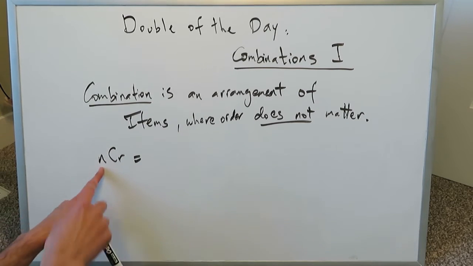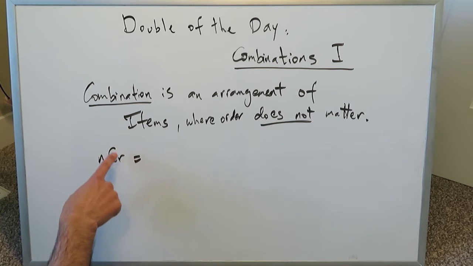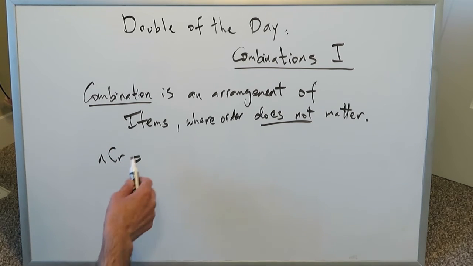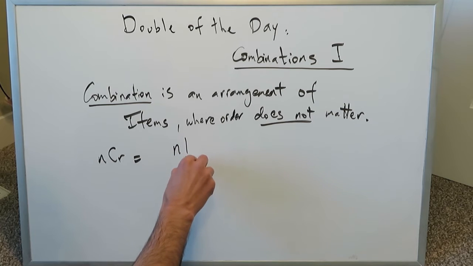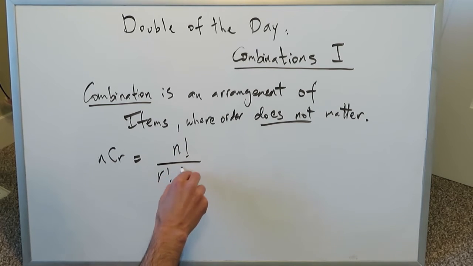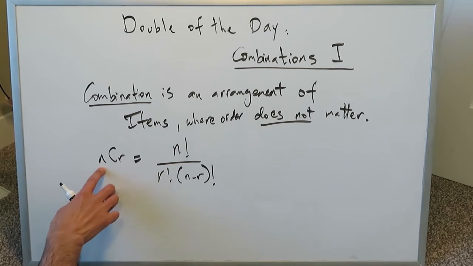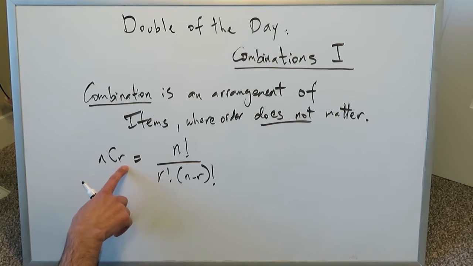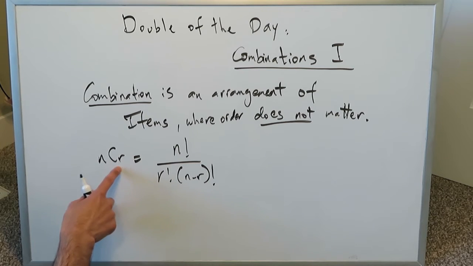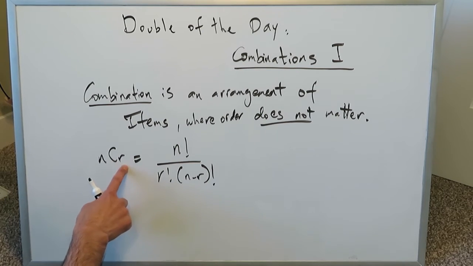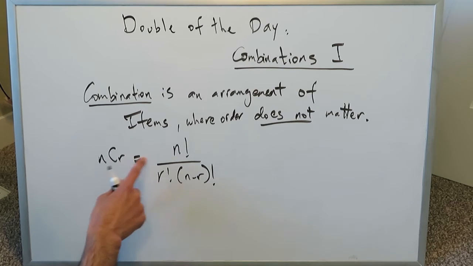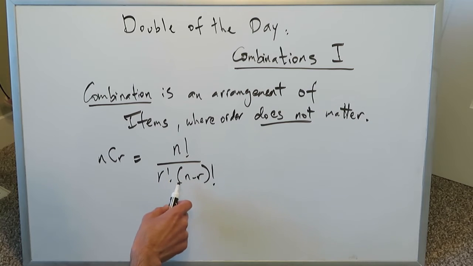It is represented as a subscript n, capital C, and subscript r. If you look at the formula for this, you would have n factorial over r factorial and n minus r factorial. What does this mean? For the total of items you're provided, a combination based on the number of items you need, n being the total of what you're trying to arrange, is carried out in this formula: n factorial divided by r factorial times, in parentheses, n minus r factorial.